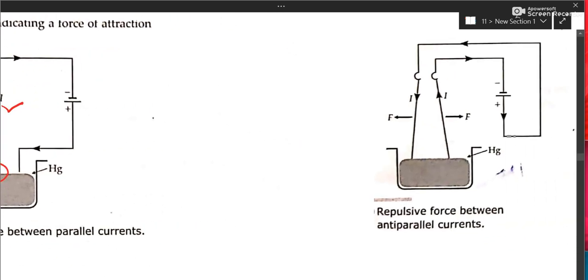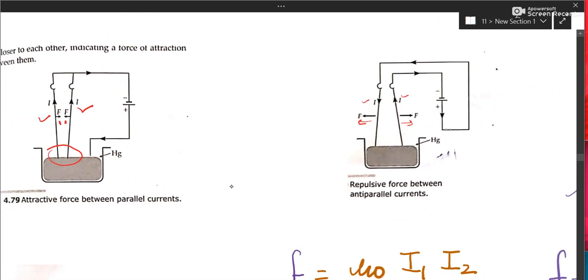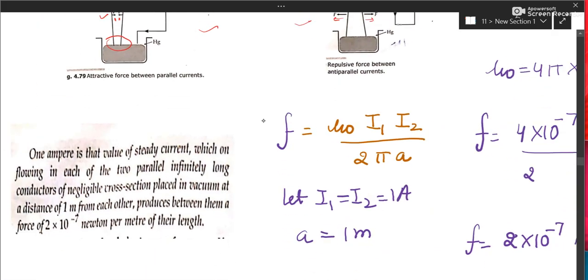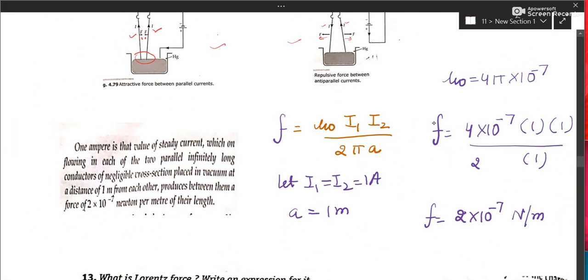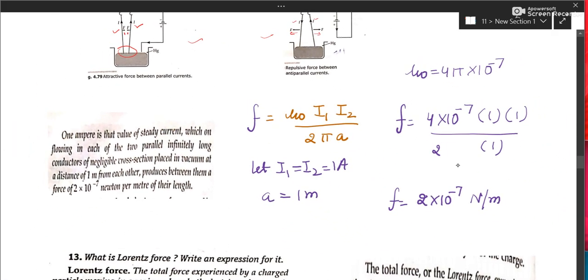And when they carry current in opposite direction, observe these arrows. Forces are away from each other. So they are repelling. This is experimental evidence. We don't need to write it. Now there is an important topic, very small but very important.